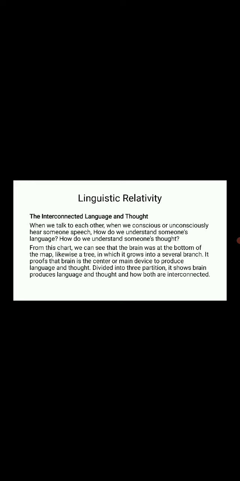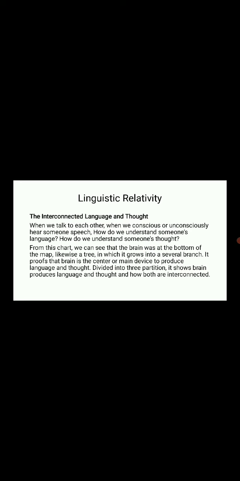When we talk to each other, when we consciously or unconsciously hear someone's speech, how do we understand someone's language? How do we understand someone's thought? From this chart, we can see that the brain is at the bottom of the map, like a tree, in which it grows into several branches. It's separated into 3 branches. The first, language, discourse, and thought.